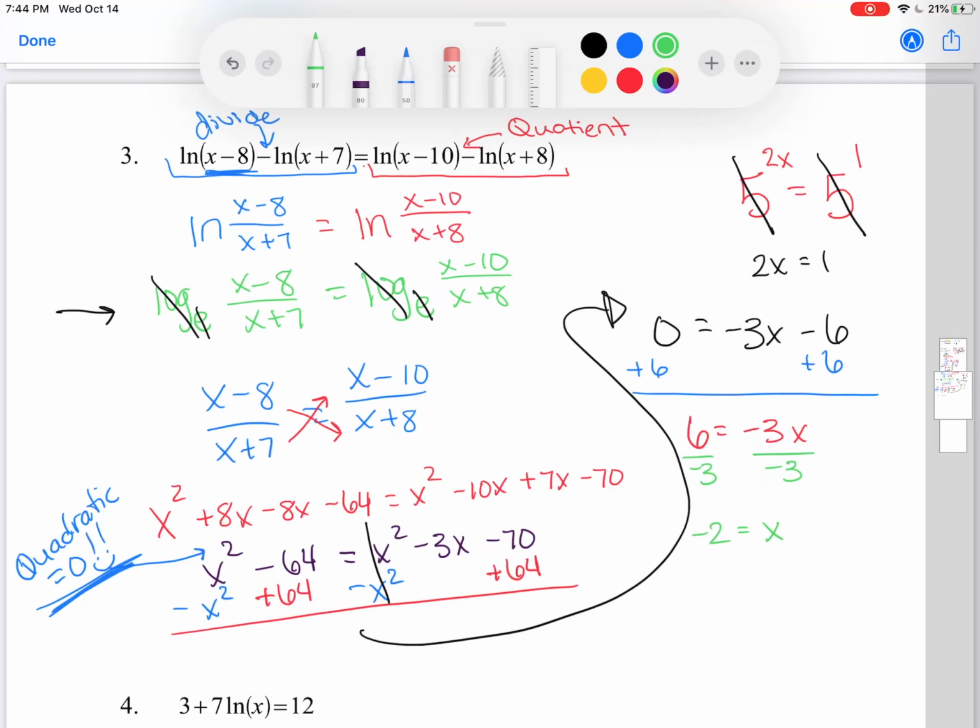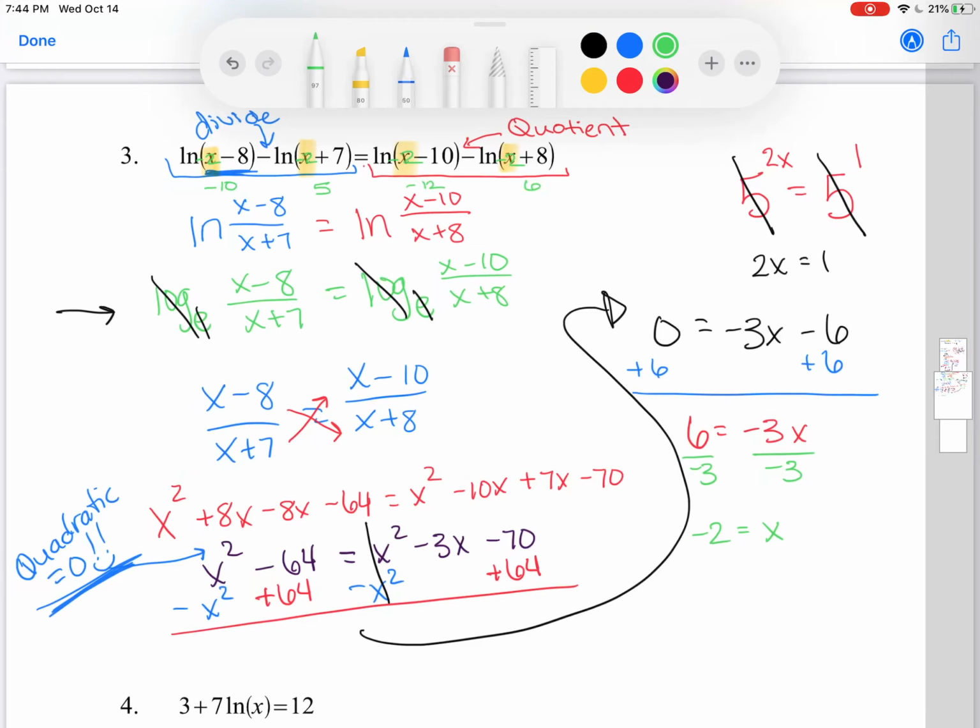Before you box your answer, double check. Do you need to check this value? Was your original question in terms of logs? Yes, it was. So we need to go back in, and everywhere I see x, I need to check and make sure that I'm not getting a 0 and I'm not getting a negative. Either one. If I get one or the other, I automatically cannot use that as an answer.